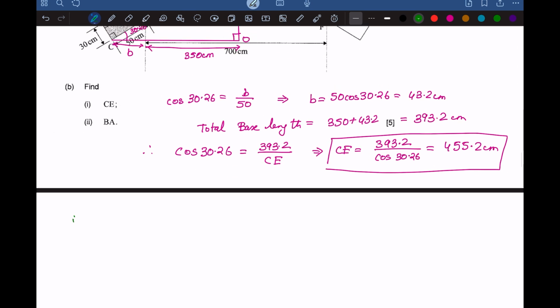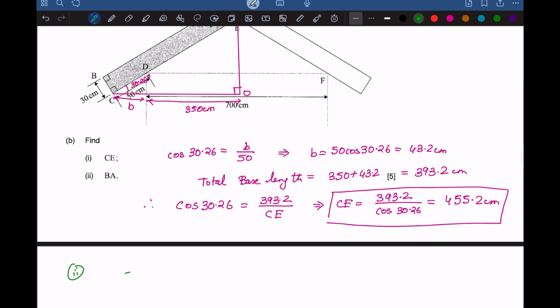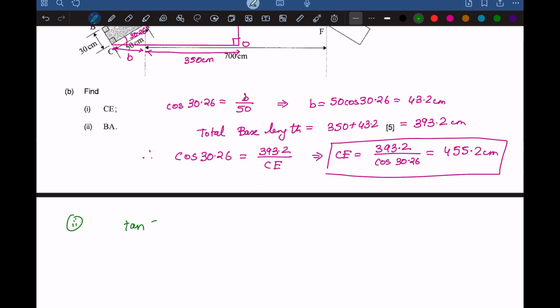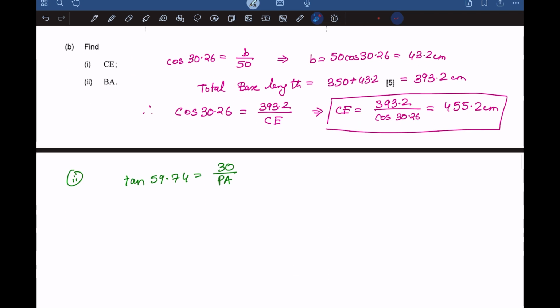For PA, we can use tan theta. So tan 59.74 is basically 30 divided by PA. Tan of this angle will be opposite over adjacent. So from here we have to find the length PA, which is 30 divided by tan 59.74. This gives you 17.5 centimeters.